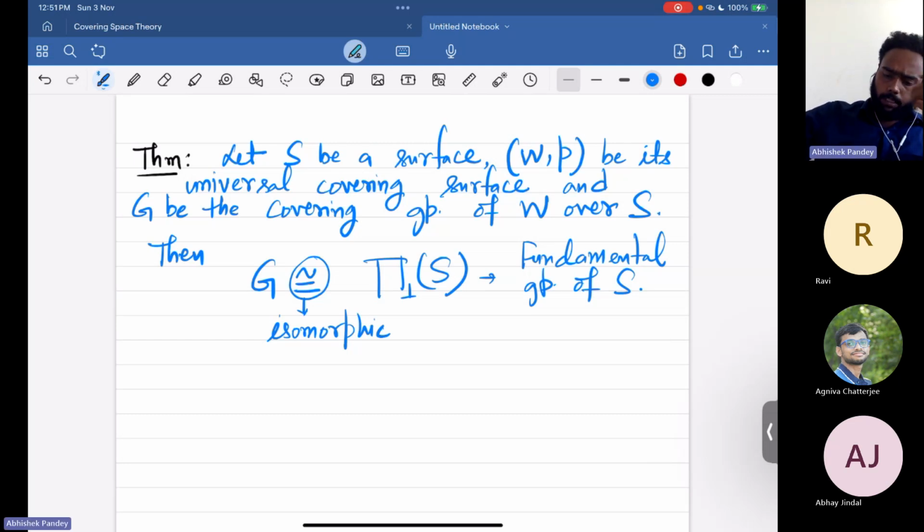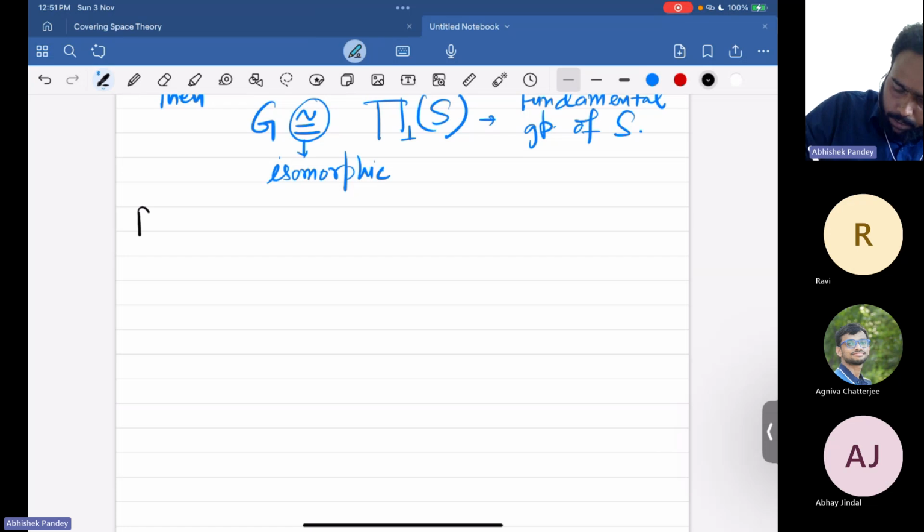Okay, yeah, so there is one more thing. Let me just mention an idea of the proof, because again it is algebraic. There are two ways to understand this one. First, to understand how to prove the following statement, that every surface S has a universal covering surface. Okay, so that is another one.